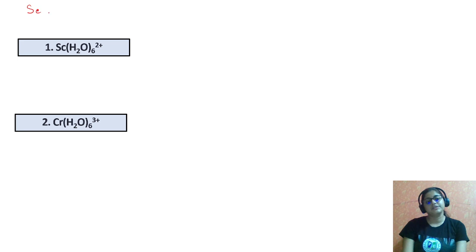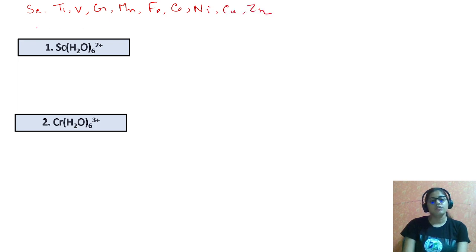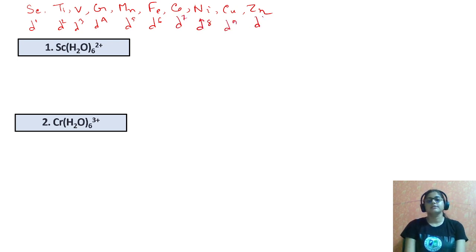Scandium, we know the 3D series, right? We should know. So scandium, titanium, vanadium, chromium, manganese, Fe, cobalt, nickel, copper, zinc. So D1, D2, D3, D4, D5, D6, D7, D8, D9, D10. And 4s2 is present. This is the 3D series.